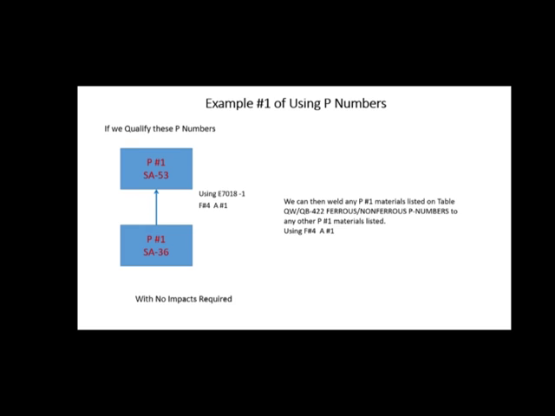There's pages and pages and pages. So if we qualify P1 to P1 and there's no impacts, we get all of those P1 materials. We can mix and match to our heart's content. Once again, this is with no impacts required. If there's impacts, it's a game changer. But for just a garden variety welding procedure, we qualify our PQR, P1 to P1, we get them all.